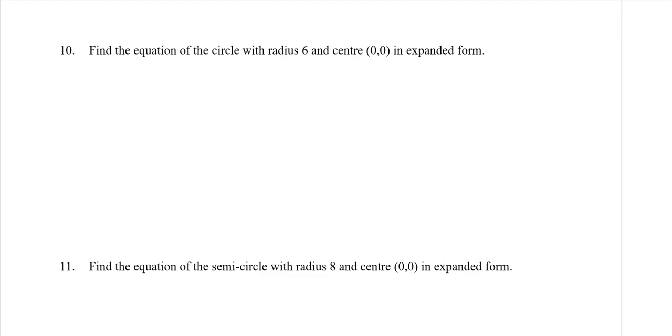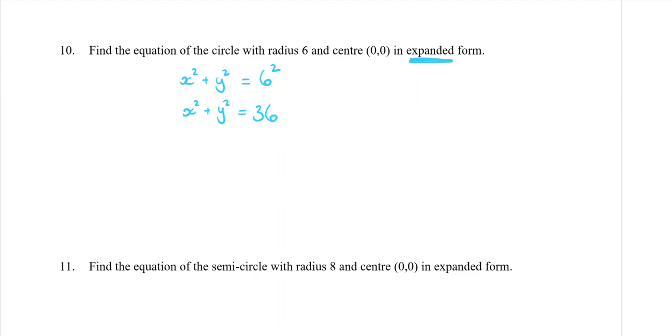Question 10. Find the equation of a circle with a radius of 6 and a centre of 0, 0. We know if it's a circle, it's going to be x squared plus y squared equals the radius squared, and the radius is 6, so it is 6 squared. It says expanded form there. The only thing I could possibly do to expand that would be to say that 6 squared is 36. There's not really anything to expand.